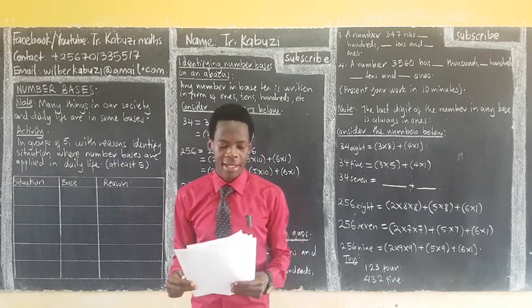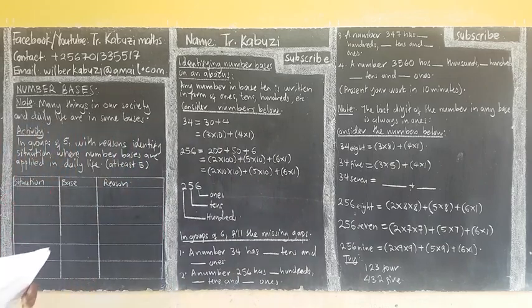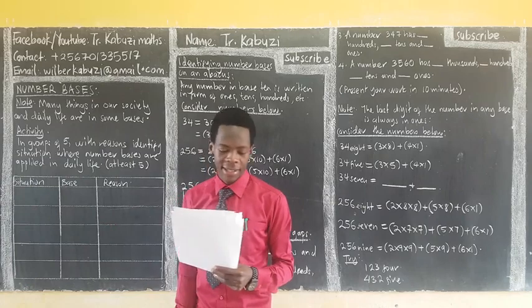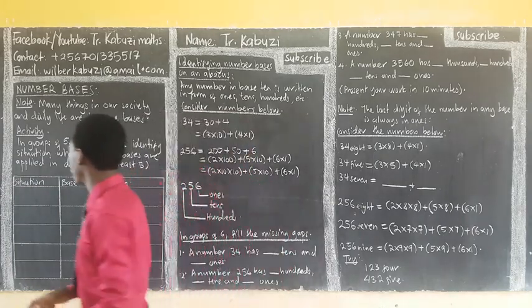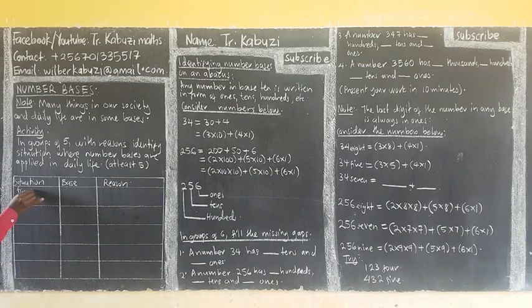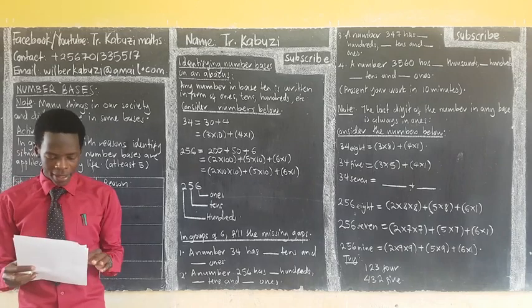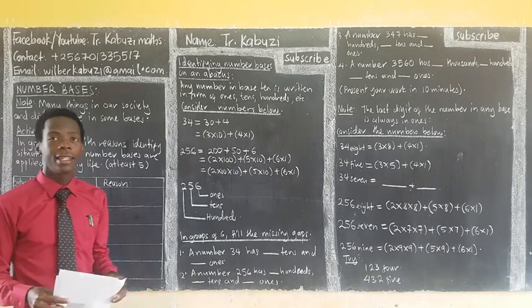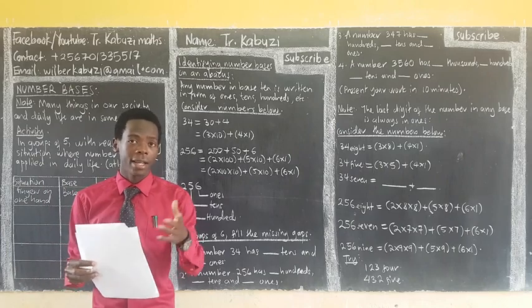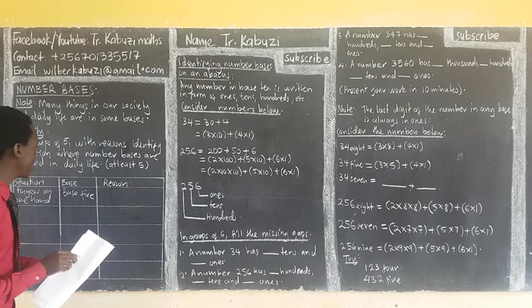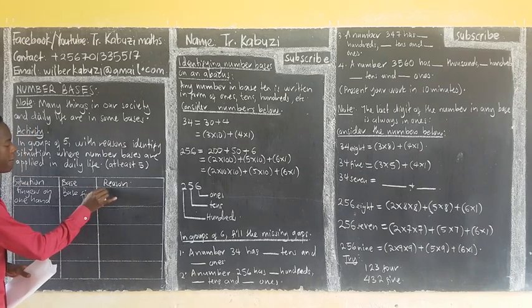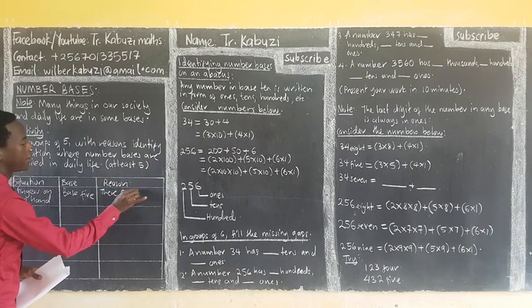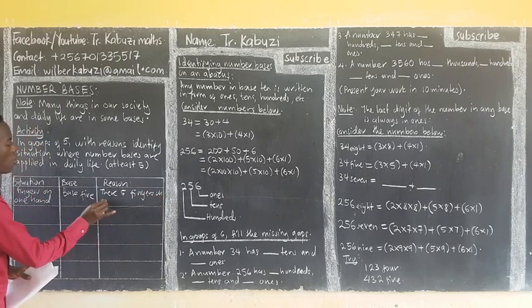Okay, from there, I've gathered a few here. We are going to go through them. The first group is giving me the first example as fingers on one hand. They are telling me the best base is base 5. And the reason they are giving is that there are five fingers on one hand.